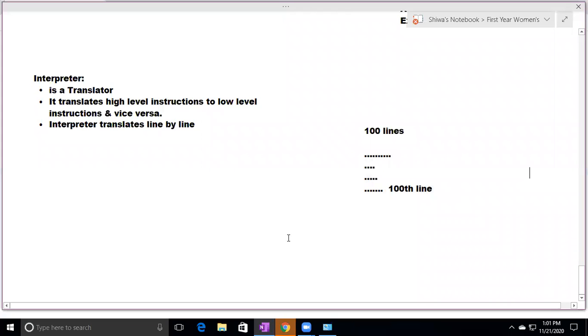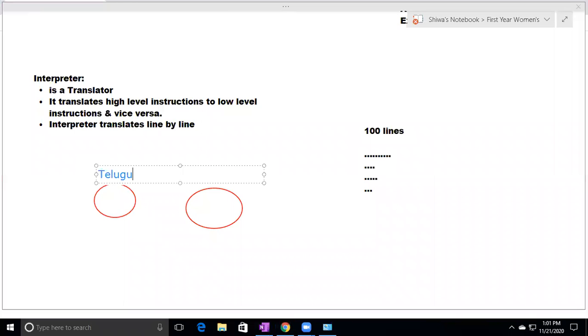See here, this person knows only Telugu language. This person knows only Tamil language. So for communication purpose, they met another person who knows Telugu and Tamil both.